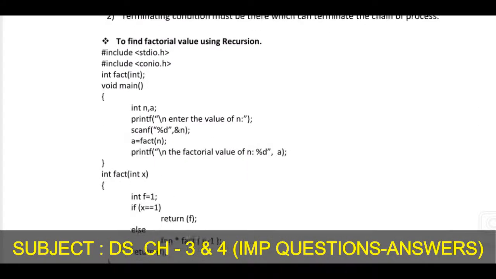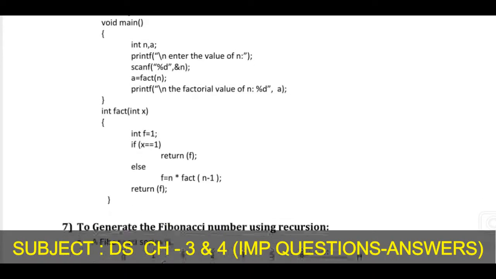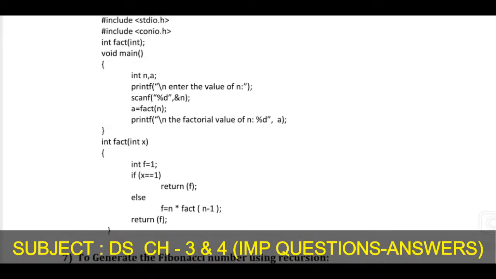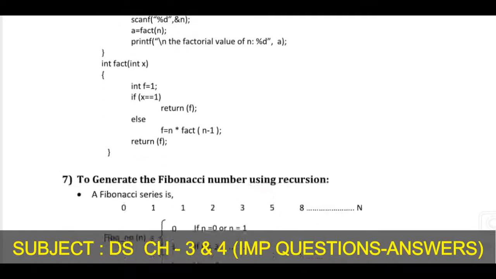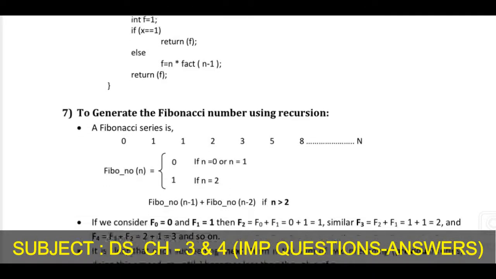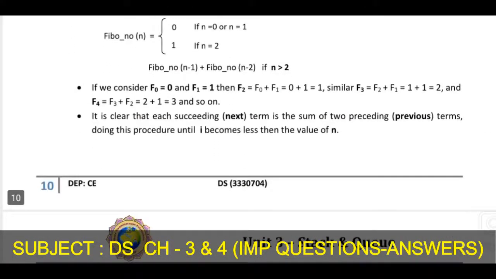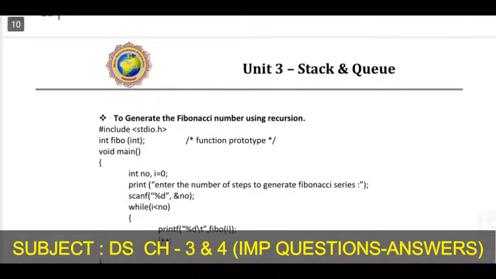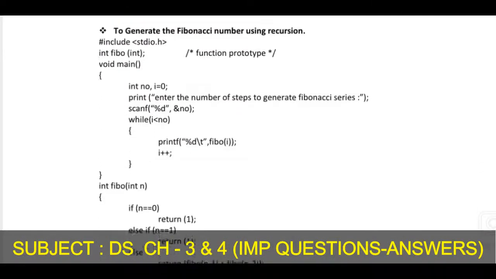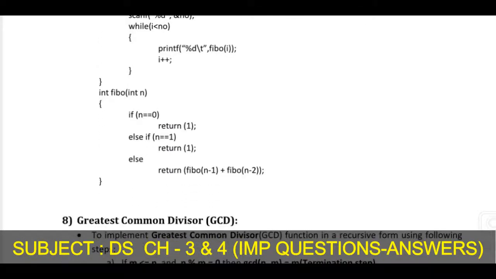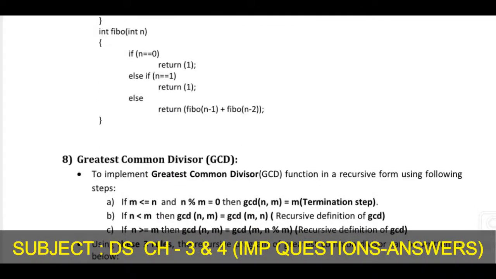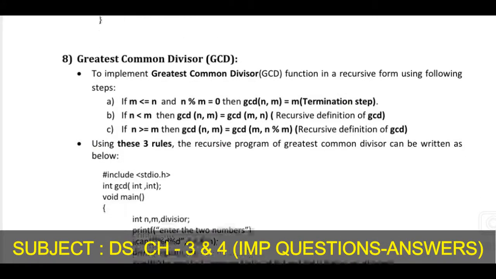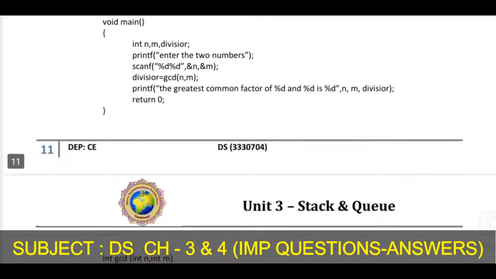Then, how to find the factorial value using a recursion function. So this is our practical for finding the factorial value using recursion. Then generate Fibonacci numbers using recursion. So this is the Fibonacci numbers program using a recursion function. And GCD, greatest common divisor, as a recursive function with the following steps. So this concept is also IMP for the example.